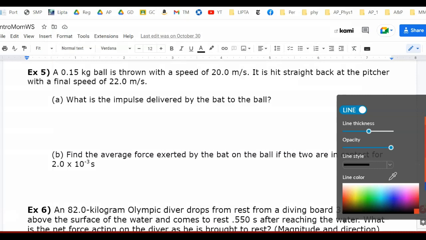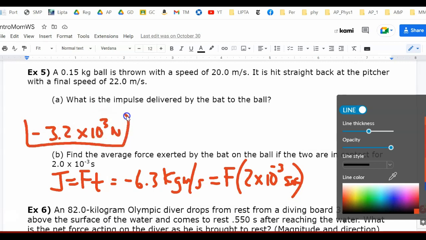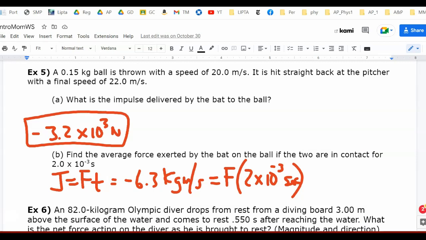All right, once again, J equals Ft. We found that J equals negative 6.3 kilogram meters per second. We don't know the F. We do know the t. It's a really small time, in seconds. So this is pretty simple. We divide both sides by that number and we get negative 3.2 times 10 to the third. All good? Of course it's negative, the bat exerts a negative force. Unless you need to show significant digits. All good, girls?